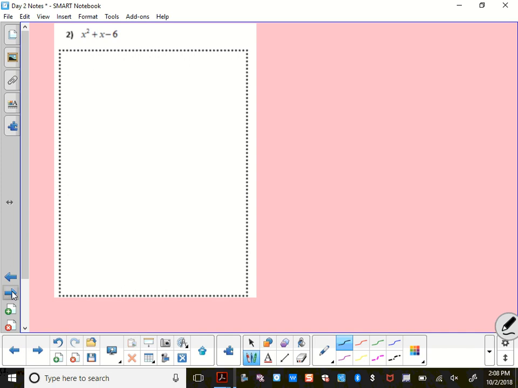Well, number 2. I do not have a GCF because I have x squared and x and then negative 6. There's nothing there that can combine to be each other. So I get into my AM method. AM, MA.